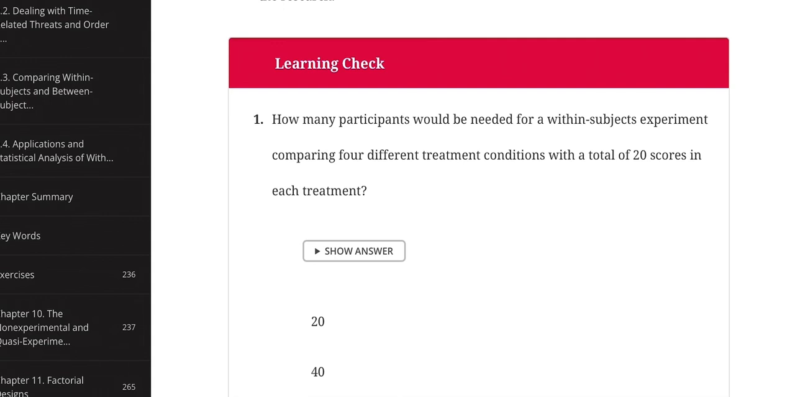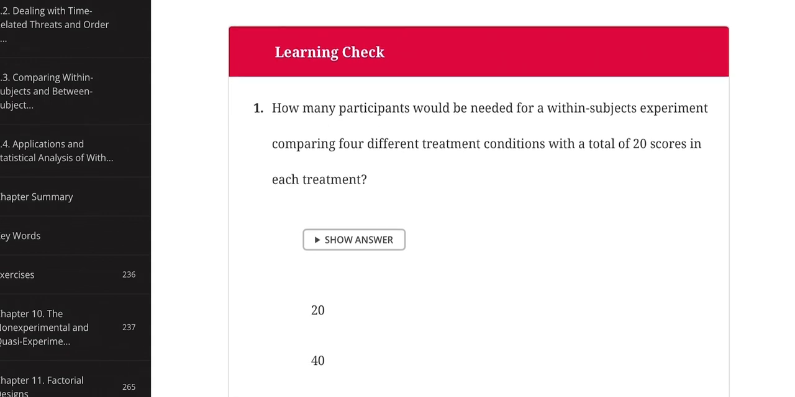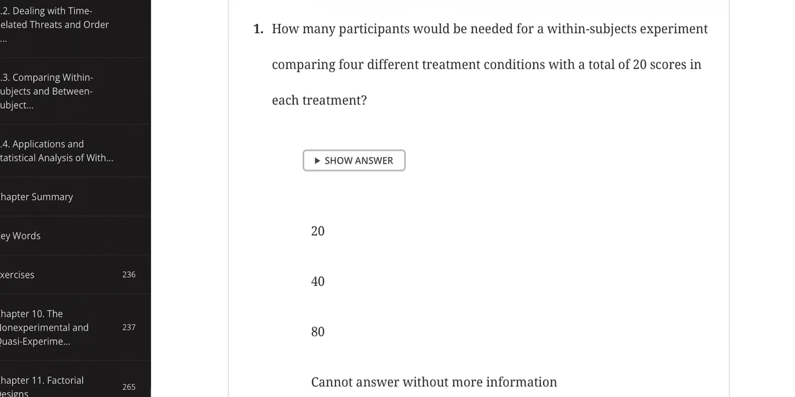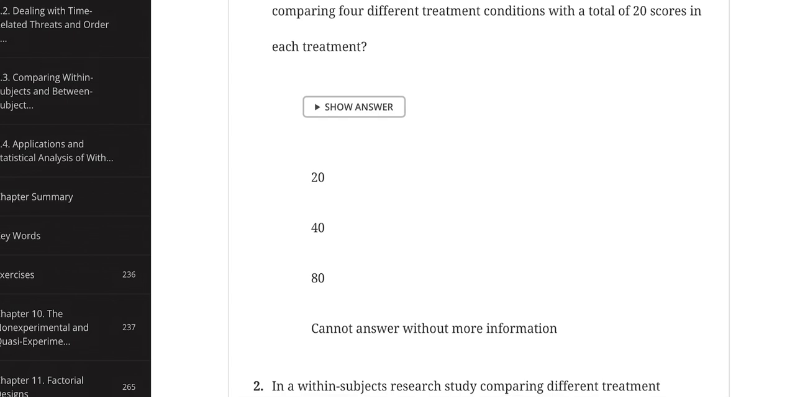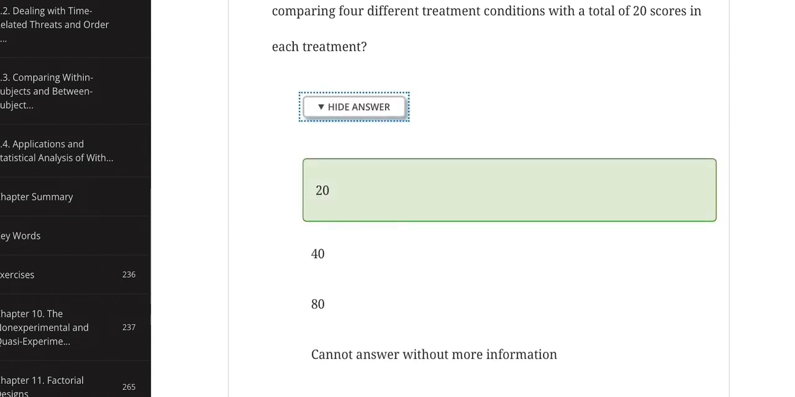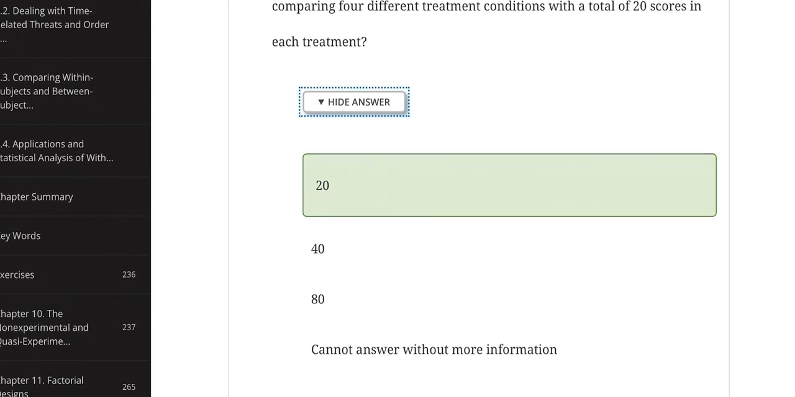Real quick, let's do our learning check. So how many participants would be needed for a within subject experiment comparing 4 different treatment conditions with a total of 20 scores? So hopefully you know that if it's within subjects, then all of the participants are participating in each treatment. And so if there's 20 scores in each treatment, then there's 20 participants, because you're going to have 20 participants in treatment condition 1, 2, 3, and 4.